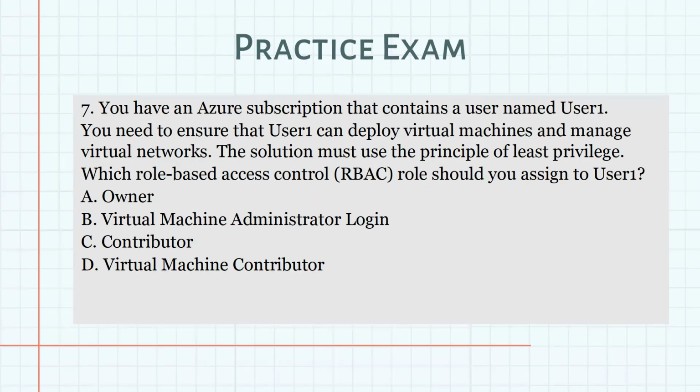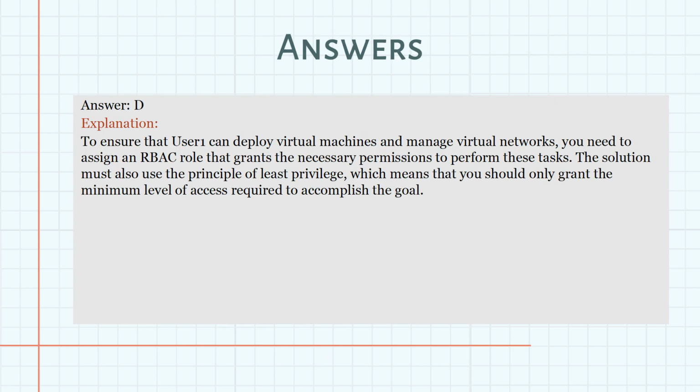7. You have an Azure subscription that contains a user named User1. You need to ensure that User1 can deploy virtual machines and manage virtual networks. The solution must use the principle of least privilege. Which role-based access control, RBAC, role should you assign to User1? A. Owner. B. Virtual Machine Administrator Login. C. Contributor. D. Virtual Machine Contributor. Check for the correct answers.